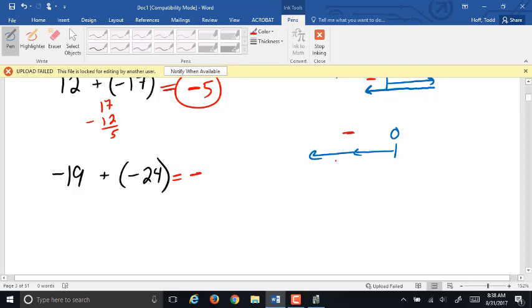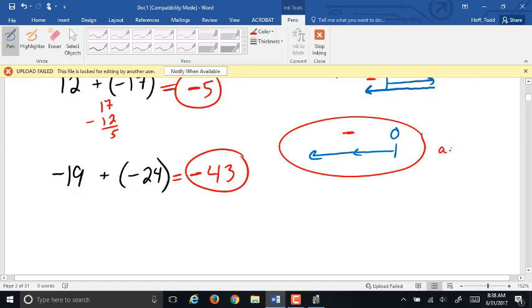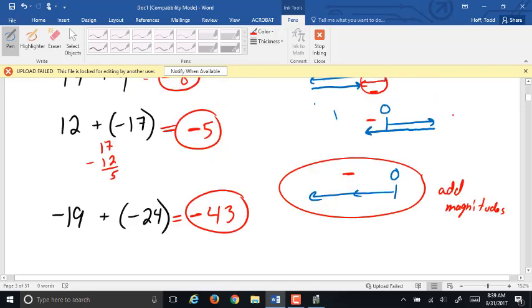Do the arrows for the vectors go in the same direction or the opposite direction? Both go in the same direction, which means the magnitudes build on each other. So 19 combined with 24 is 43. 19 plus 24 is 43. When the arrows for the vectors go in the same direction, you add the magnitudes. When the arrows for the vectors go in different directions, you have to subtract the magnitudes.